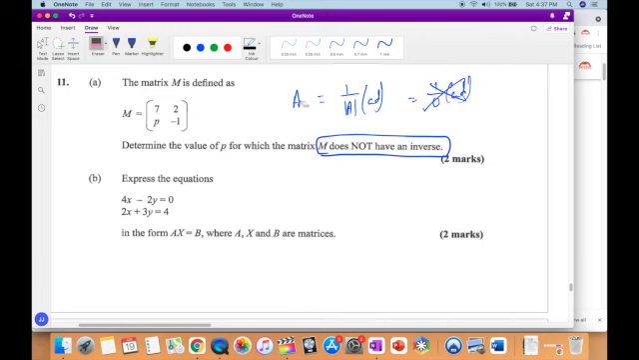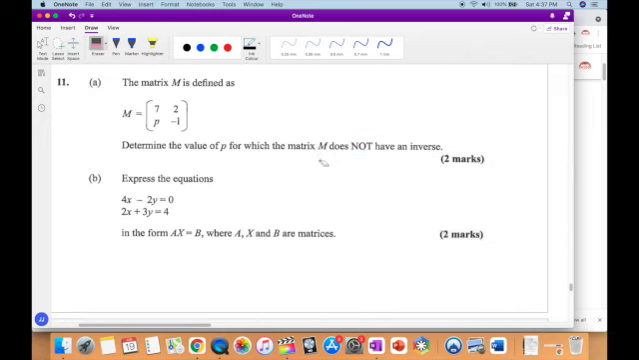So they could use the word singular, but they try to be real sneaky here. They purposefully did not use the word singular, and they just said M does not have an inverse. If M does not have an inverse, that could only be because it's singular. So therefore, the determinant of M is equal to 0.